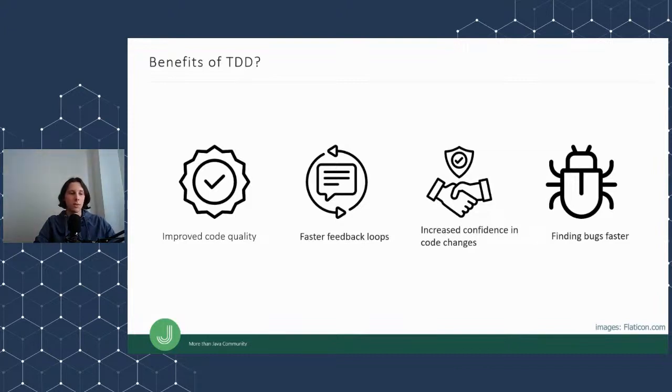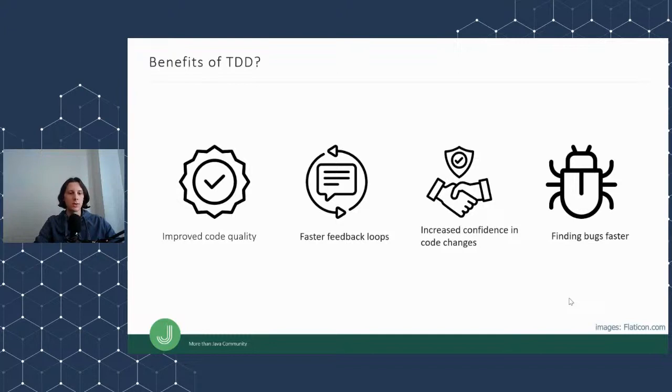First, I think the most important one is improved code quality. When you write your tests and then you write your code, your code is testable because you already have tests that enforce some logic on it. You have faster feedback loops, so you can much faster see if something works or not. You can fix it, do whatever you need.